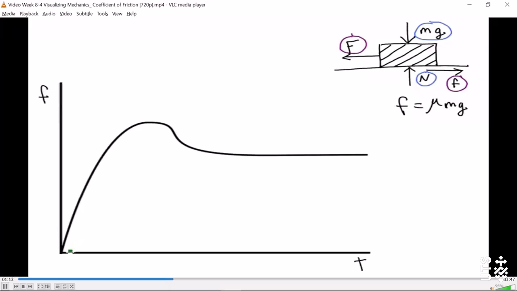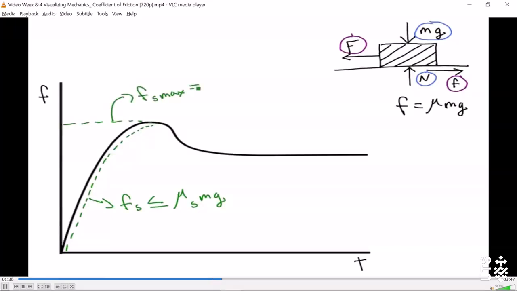Now, if we look at the first part of the graph of our friction force with respect to time, all the way up to the peak, we have our static friction, which is going to be less than or equal to mu s times mg. And when we reach the peak, our maximum static friction is going to equal mu s times mg.